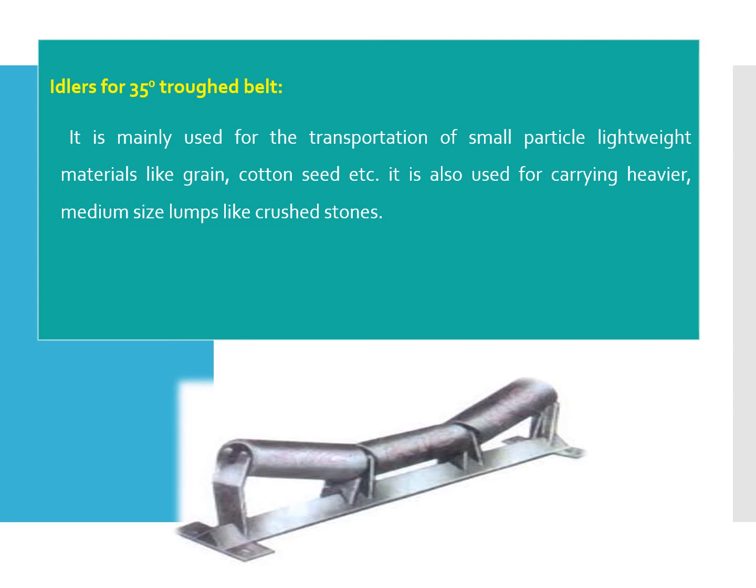To serve a specific purpose, the idlers can be self-aligning idlers, impact idlers, and transition idlers. The space between the successive idlers should be approximately equal to the width of the belt. The spacing should not exceed 1.2 meters.